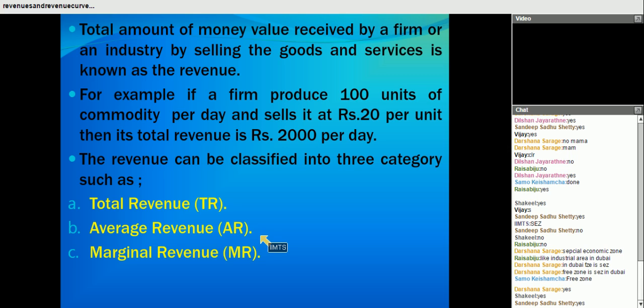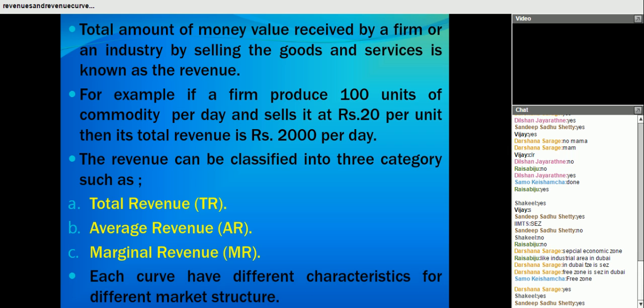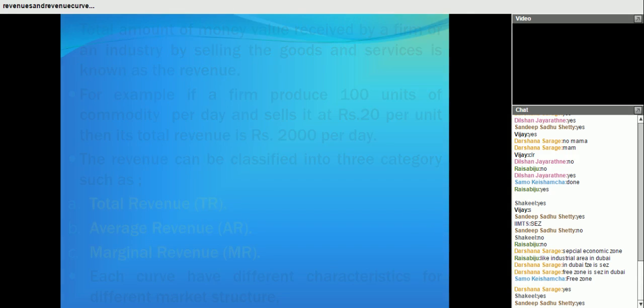Revenue of one unit into the number of units sold. Then average revenue is the change in the total revenue. That is not average revenue, that is marginal revenue: the change in the total revenue due to the sale of one additional unit. Then average revenue is per unit revenue. Now let us see them in detail.